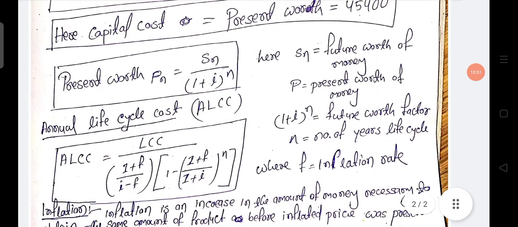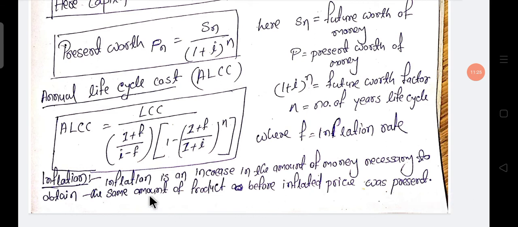Then we calculate the annual life cycle cost, which is ALCC. The formula is ALCC equal to LCC, that is life cycle cost, divided by (1 plus f) by (i minus f). This is the formula. Here f is the inflation rate and i is the interest rate.